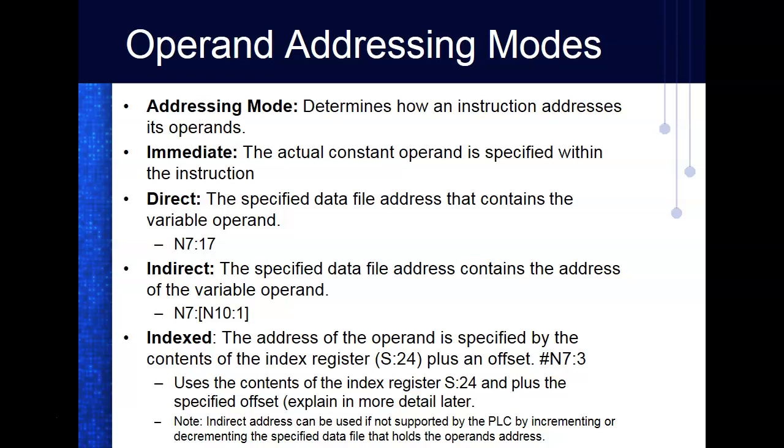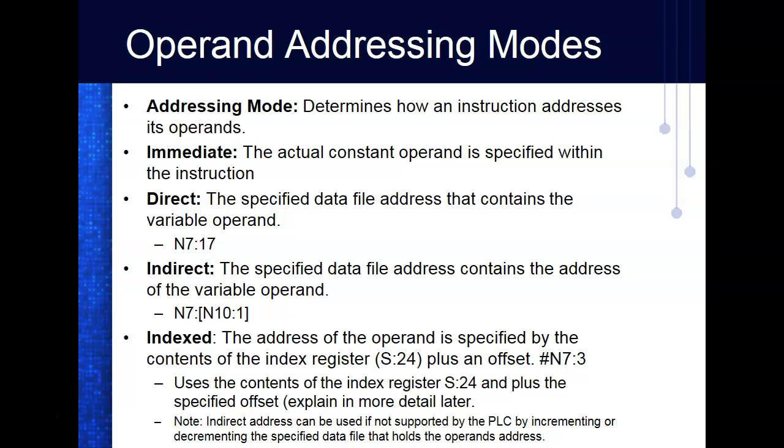You understand? Direct addressing is specified by a data file address that contains the variable. So we would say N7:17, and that means inside the N7 data file, location 17. It would be word 17 inside that data file, right? Everybody understand that? Okay. This would be indirect addressing, which we haven't used yet.